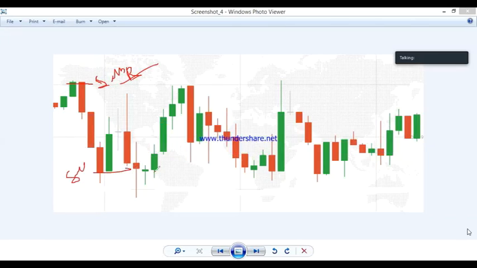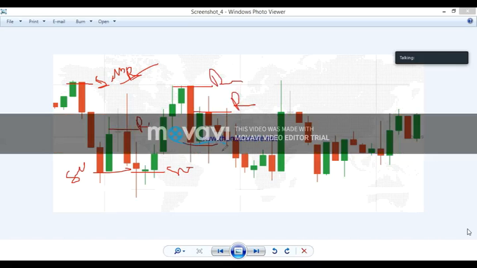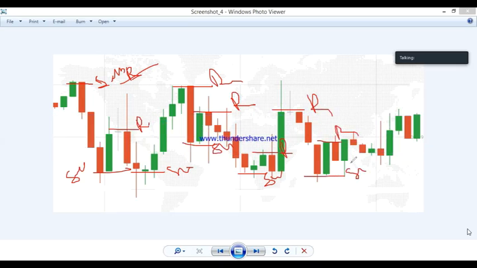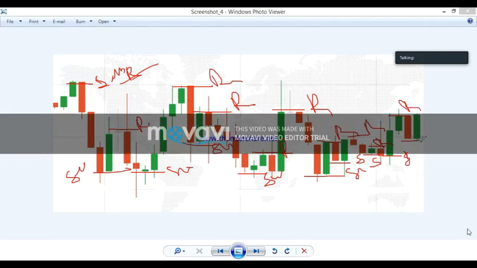Support level, resistance level, resistance level, support level, resistance, support, resistance, support. Okay, these all levels are support and resistance levels.